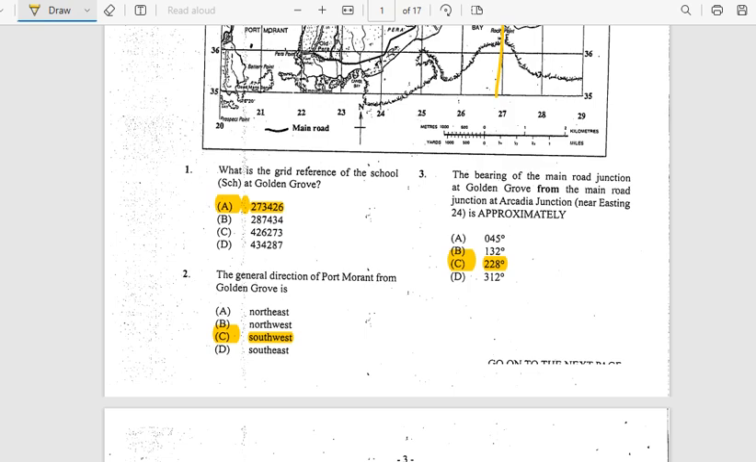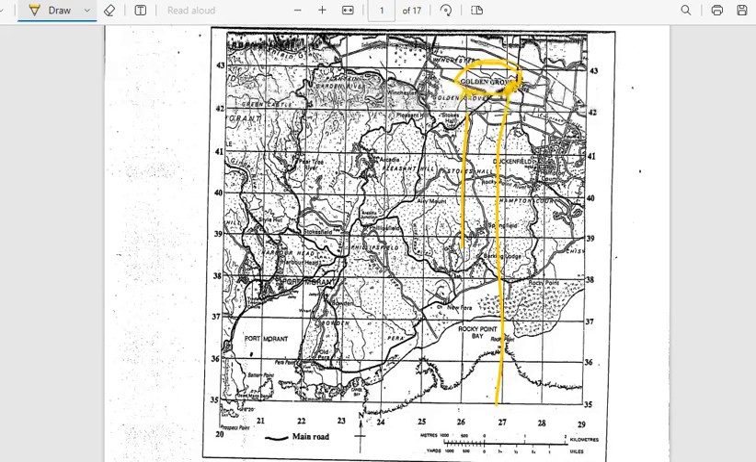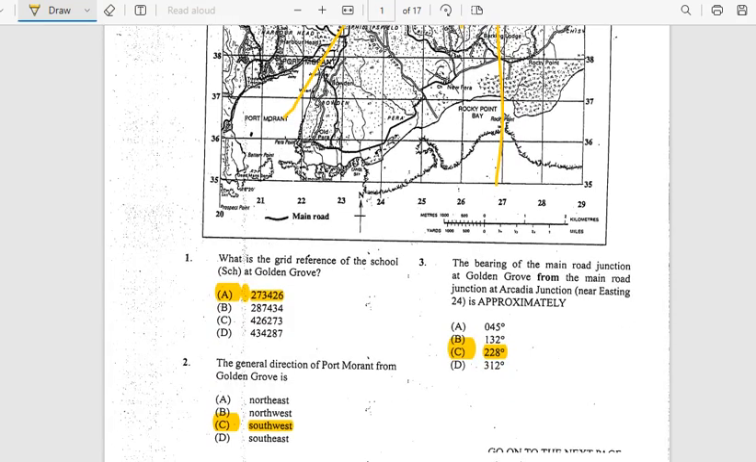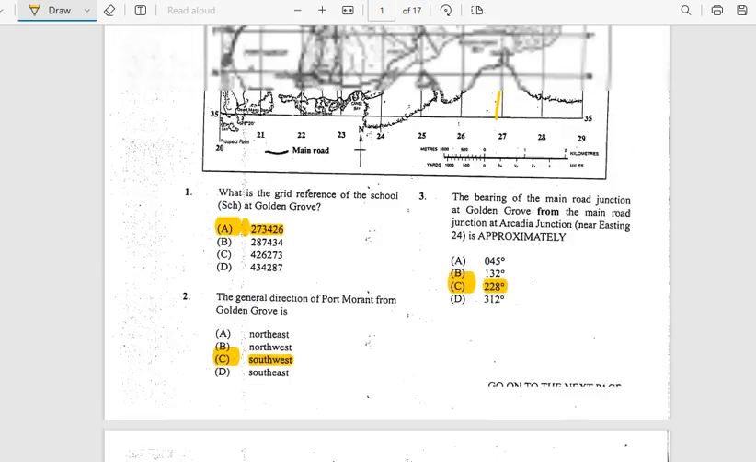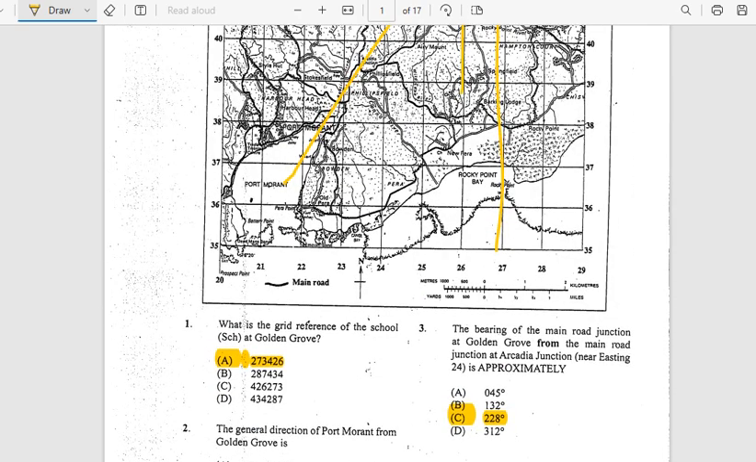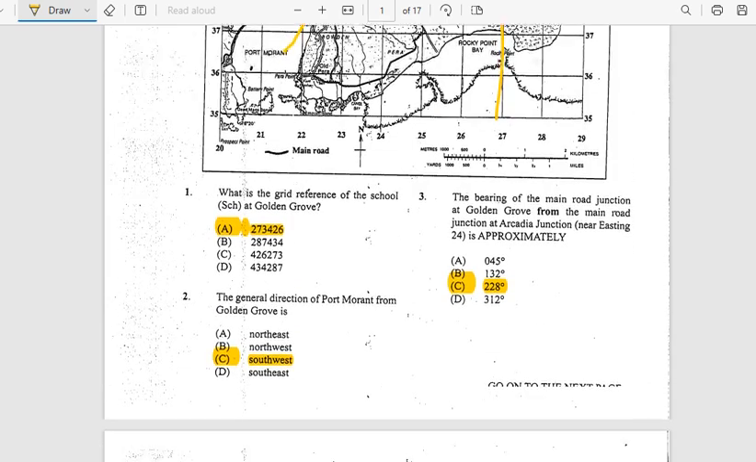Number 2. The general direction of Port Morant from Golden Grove is. So we'd have to look for Port Morant and Golden Grove. We have Golden Grove right here and Port Morant. That looks like southeast to me. This is Port Morant. Okay, I get it. So we're moving south-west. Alright, southwest.